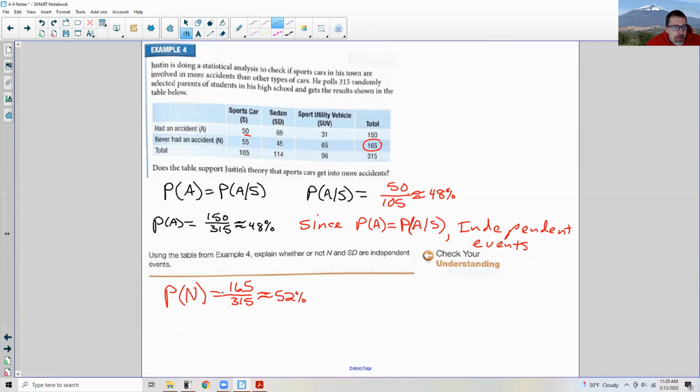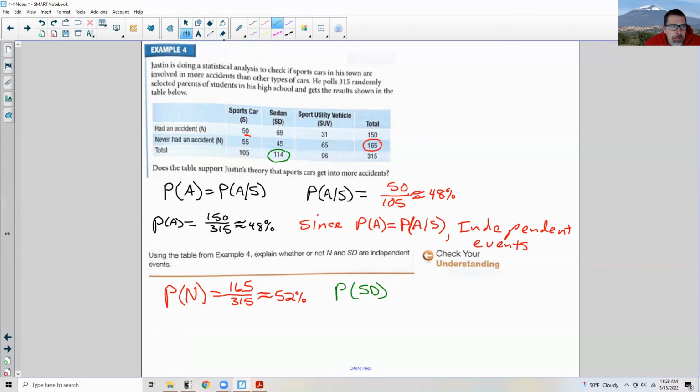Okay, now we're going to do the probability of SD, that's sedan. The probability that a vehicle is a sedan is the total number of sedans, 114, I'm sorry, not 140, that have never had an accident. So explain whether or not N and SD are independent events.